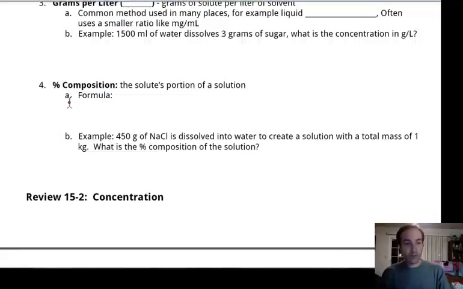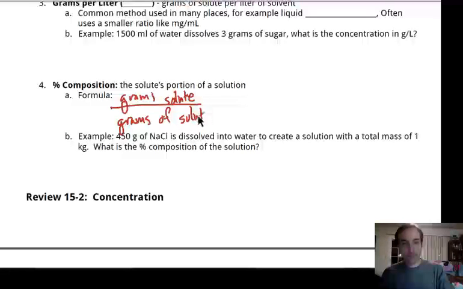Okay, so let's talk about our fourth and final type or method for expressing concentration called percent composition. It's the solute's portion of a solution. Formula-wise, it's very similar to parts per million because you're going to be using grams. So it's grams of solute over grams of solution. And then because it's a percent, we're going to multiply it times 100%.